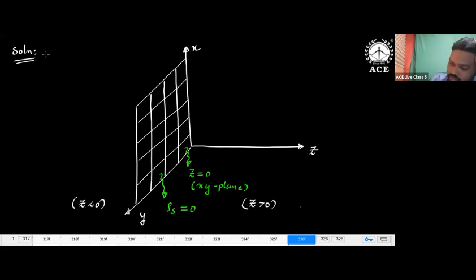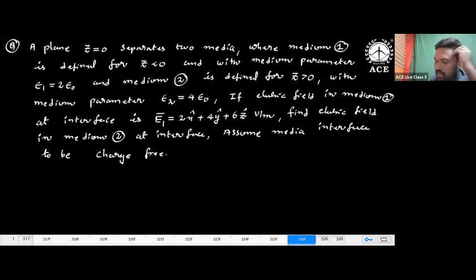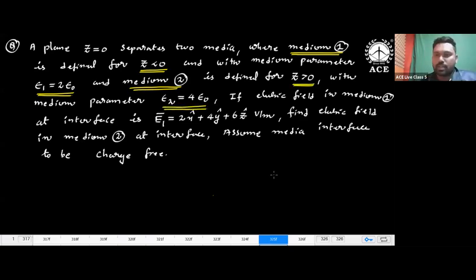For z less than 0, it is medium 1, with the medium parameter epsilon 1 is equal to 2 epsilon naught. That is what is mentioned in the question itself. And medium 2 is defined for z greater than 0 with the medium parameter epsilon 2 is equal to 4 epsilon naught.